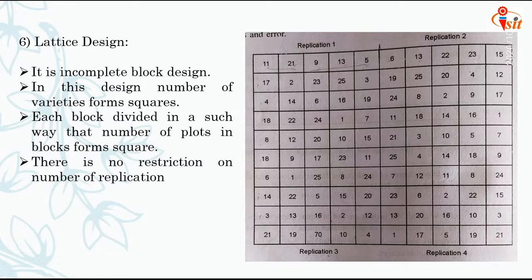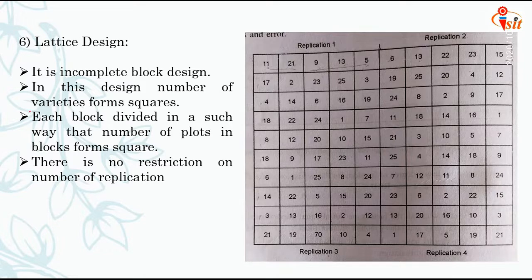Then the next one is the lattice design. Here, it is an incomplete block design. This design can only be used where a square-shaped field is available. In this design, the number of varieties always forms a square. If you observe here, in each replication, how many varieties are present? 25. So this number of varieties forms a square, that is 5 by 5, 25. So this is the incomplete block design.